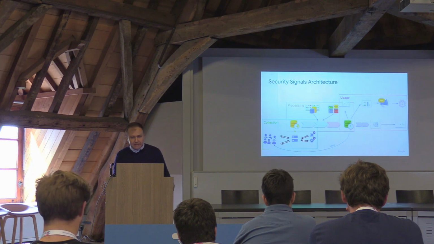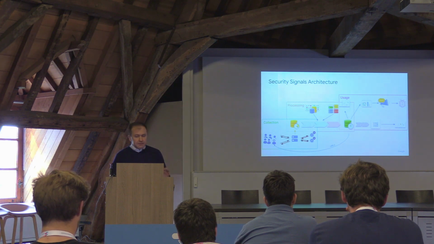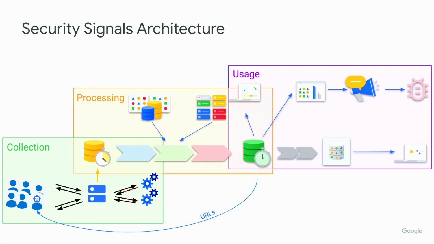So in the bigger picture, this is the whole architecture of the security signals infrastructure. I divided it into three components: collection, processing, and then I will talk also about the usage. All of them are connected, as you can see, through databases, which I will also present. And there is one special arrow, which I hope I can clarify a bit later.